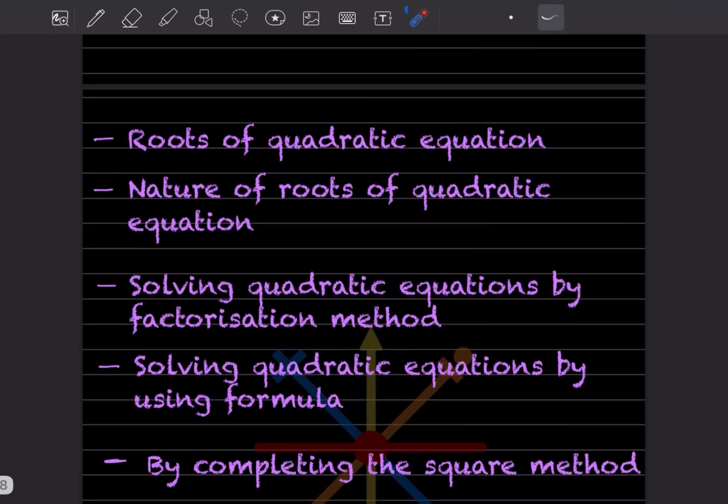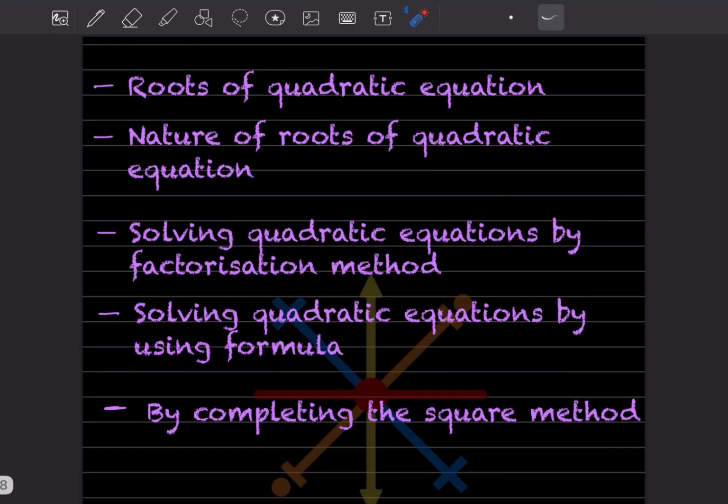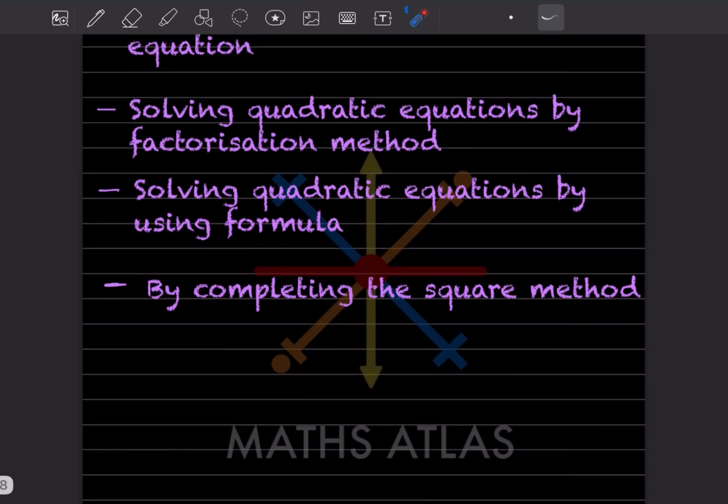So what are we going to learn here? That is the roots of a quadratic equation, the nature of roots of a quadratic equation, solving a quadratic equation by the factorization method, and solving a quadratic equation by using the formula and by the completing the square method. Now let us see one by one.